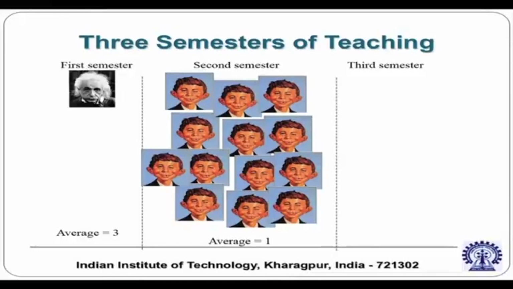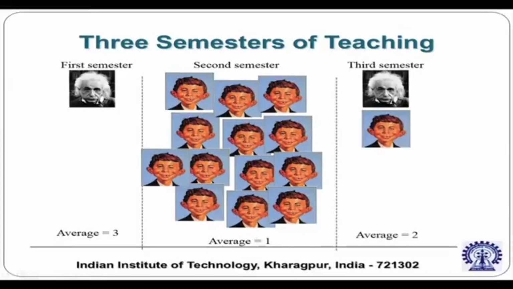In the second semester there are so many students, but everybody is not so genius. We are talking about extreme cases when there is no average data, either below average or the genius, nothing in between, and we will see how this kind of data distribution may be problematic. So you have average 1, very clear, everybody has intellect 1. In the third semester it is a little bit balanced, there are 2 students in the class, one is the genius, another is the not so genius, so 3 plus 1 by 2, the average is 2.